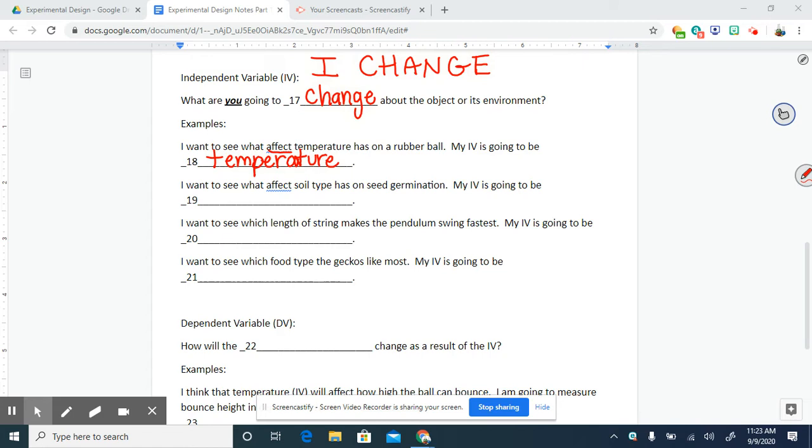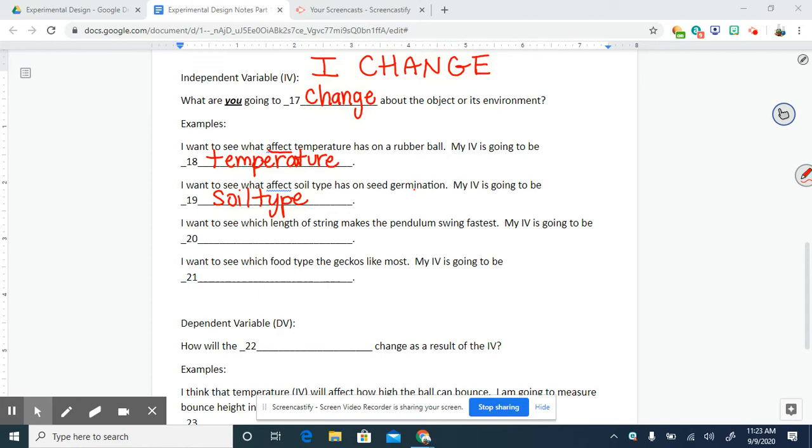All right, so for 19, I want to see what effect soil type has on seed germination. You got to know what germination is. Germination is when a seed goes from being just a plain old seed to being a little baby plant, where it busts out of its seed coat and sprouts its little root and its little leaves and gets ready to be a plant. That is germination. So the question is, what effect does soil type have on germination? So what's the thing that's having an effect? Soil type. What's the thing we're going to change? Soil type.